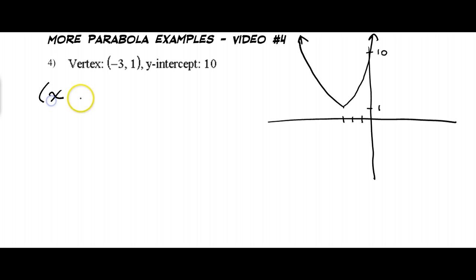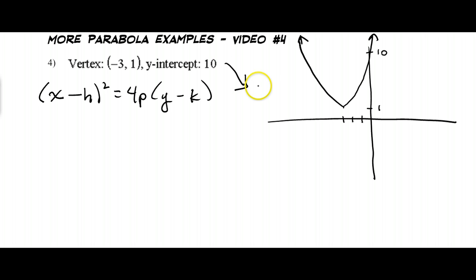So we know that our standard form is going to be x minus h squared is equal to 4p times y minus k. So a y-intercept of 10 means that we have a point on the graph that's 0, 10. If it was an x-intercept, then it would be some number, 0, but since it's the y-intercept, we know that the x-coordinate is 0 and the y-coordinate is 10. So we're going to use this point in a little bit.